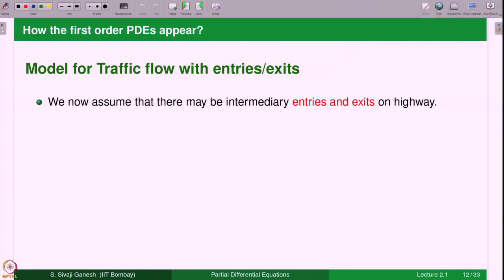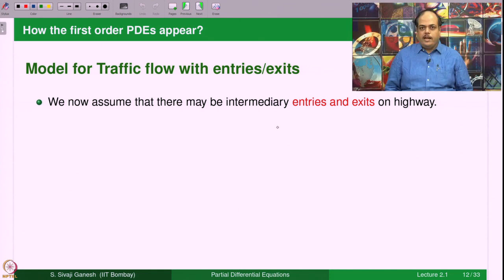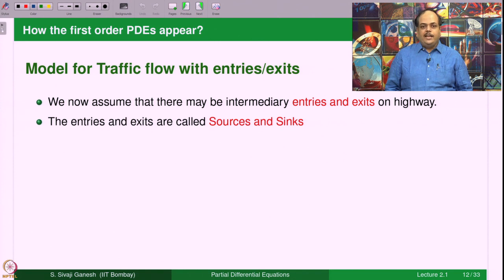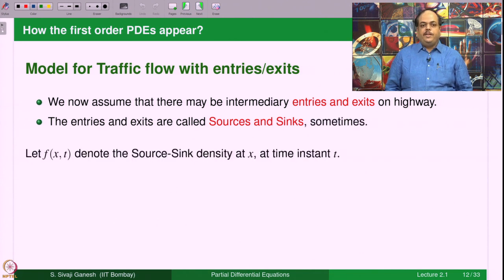Now, we are going to model a highway where entries and exits are there in between. That means we will see now how the earlier model derived is going to change. The entries and exits are also called sources and sinks in the PDE literature. So, let f denote the source-sink density at x at the time instant t.